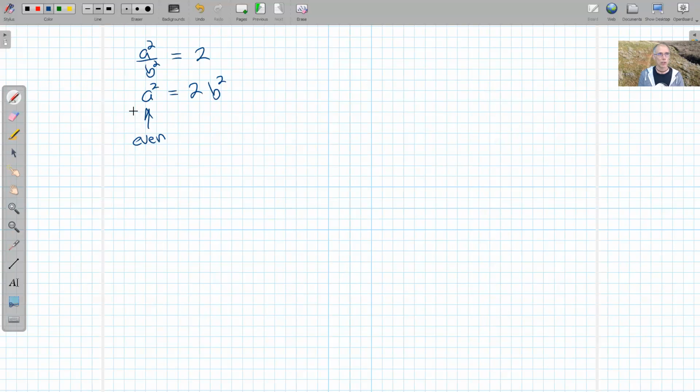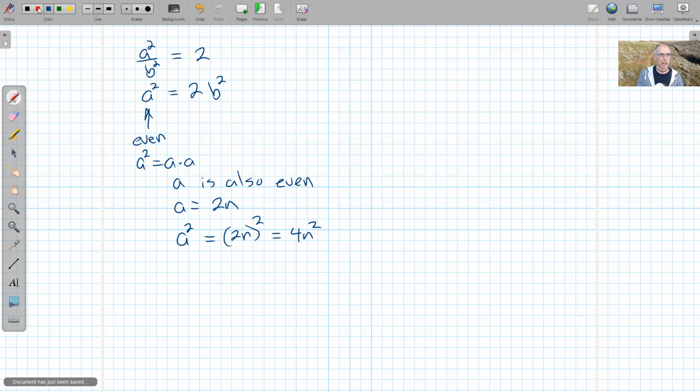All right, well, a squared is a times a. And if a squared is even, that means a has to be even. Otherwise, how would the 2 get in there? So a is some even number. I squared it, it's still even. Okay, now if a is an even number, that means a is equal to 2 times something. Let's call it 2n. So a squared is equal to 2n squared. And that cleans up a little bit to be 4 times n squared.